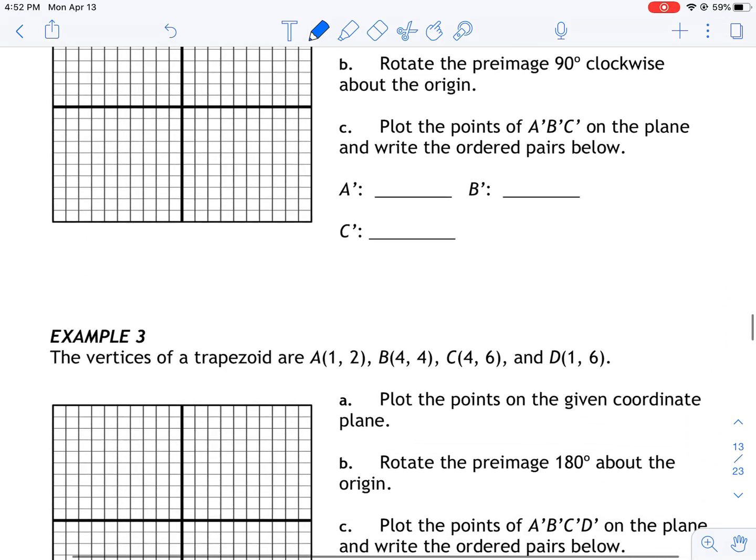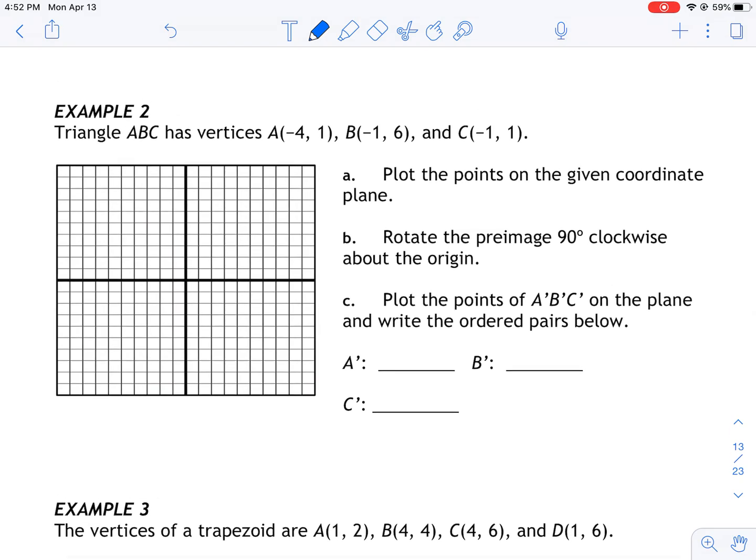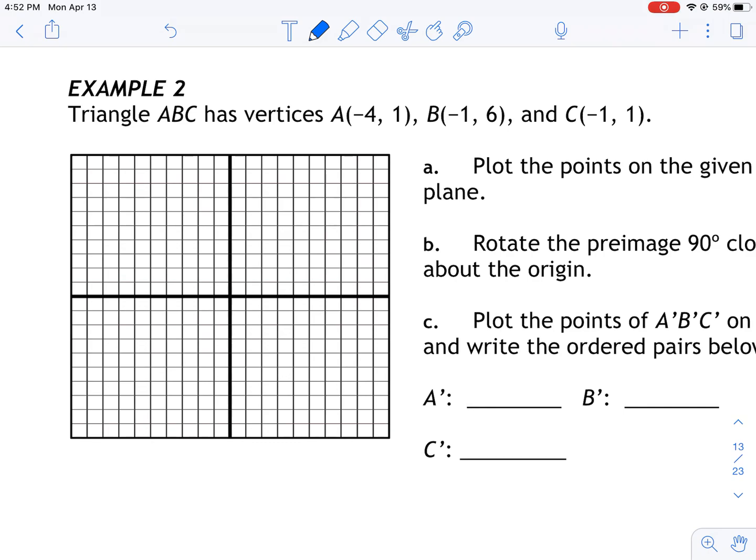Okay. All right, now this is going to be a little bit tricky, so I'm going to do this one with you. And then you're going to do example 3 on your own. I'm going to save that one for the answer key on your notes, so you can check that one on Canvas. Okay. We're going to do -4, 1. We're going to plot these points. So -4, 1 is right here. -1, 6, right up there. Okay. -1, 6. I did 1, 6. I'm sorry about that. There's -1, 6. And -1, 1 is right here. Okay, so there's my triangle, and we'll get it connected here.